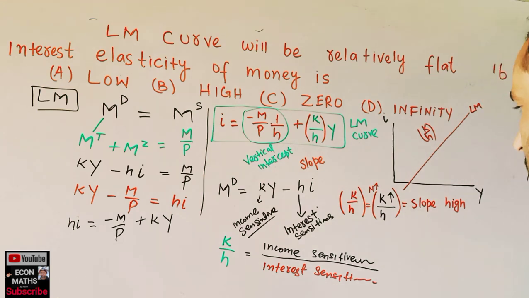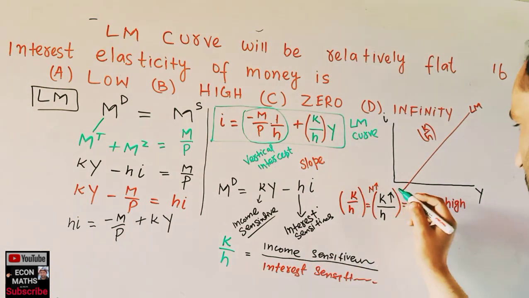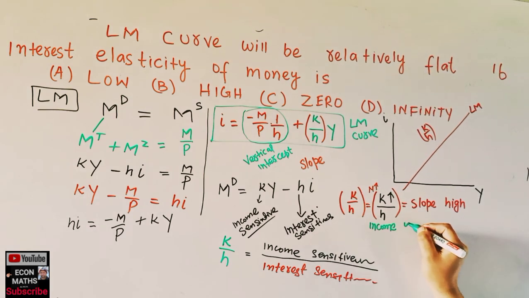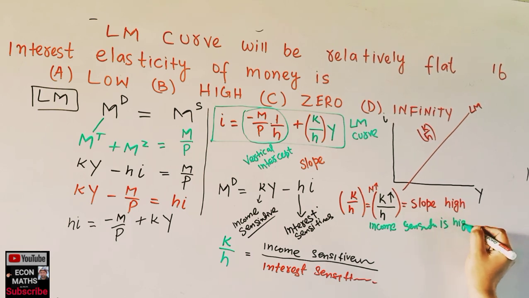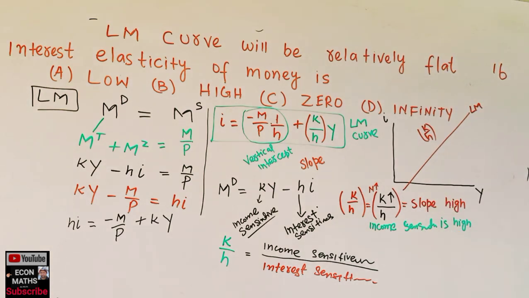Now here, k is income sensitiveness. If income sensitiveness is high, the slope will be high. Simple thing. If k is high, income sensitivity is high, that means our LM curve will be steep.